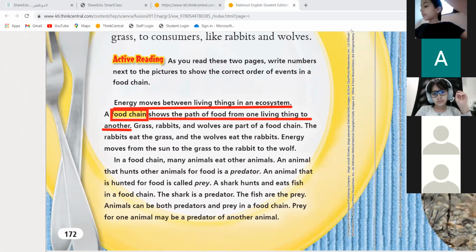Yes, I underlined. But as you know, my dad always drinks tea with flour. I finished.